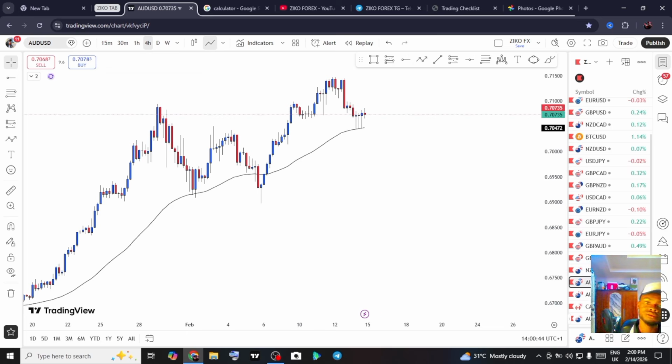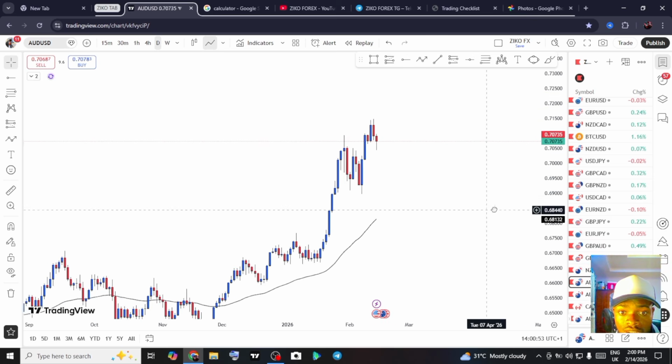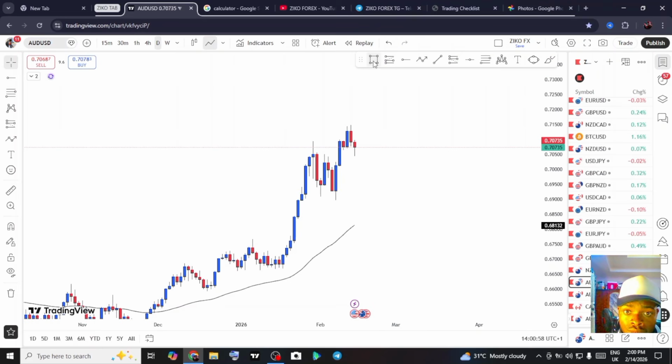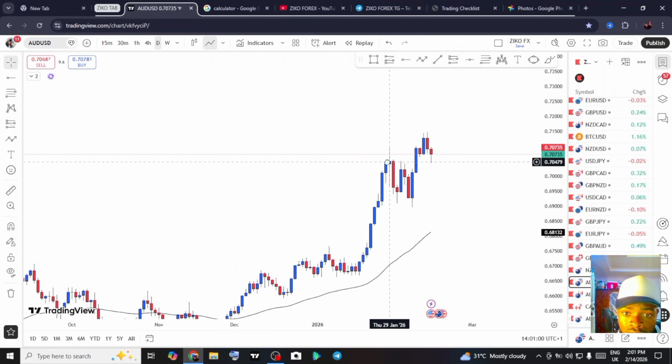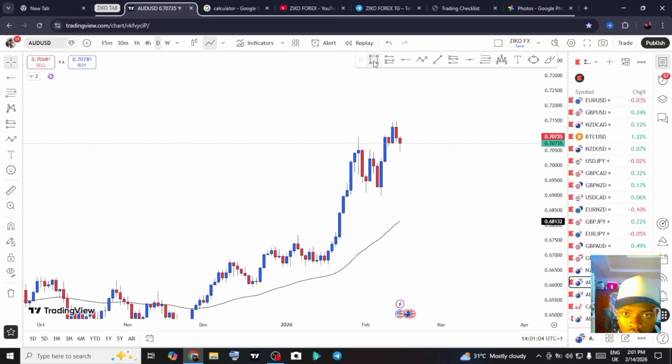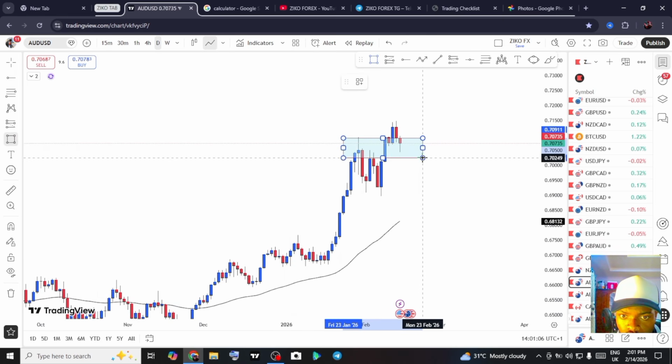AUD USD. AUD USD daily time frame is bullish in my opinion, and we have a minor, and we are at previous, what's wrong with this thing? We are at previous structure points right here.